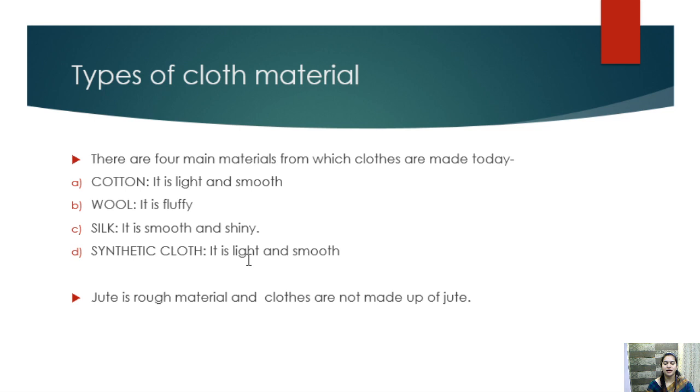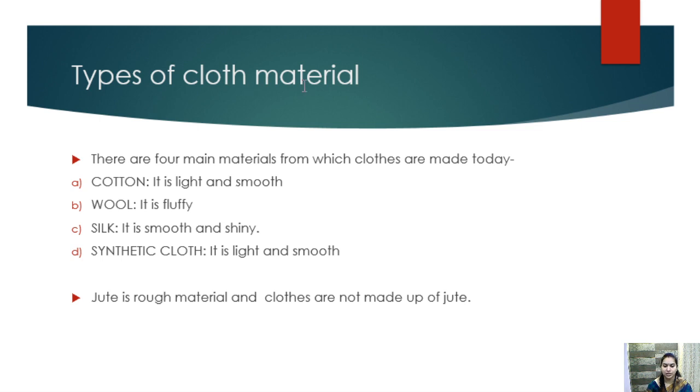Though we don't wear clothes made of jute, because it is very rough, if we wear a jute material, our body will get rashes. So we don't wear jute, but it is so strong that it is used to carry heavy goods. Like a rucksack is made from jute, a purse is made from jute. So all these things are made from jute material. So jute is a very strong material. Okay, so these are the different types of clothing material.